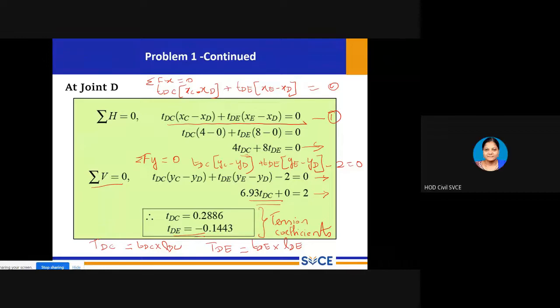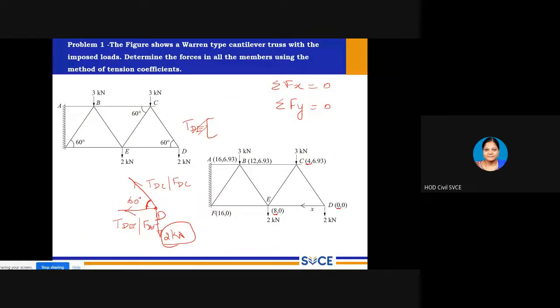Yes, ma'am. So we have taken the equilibrium at the joint D first of all, and we have found the member forces TDE and TDC. Now these two member forces are known to us, right? So what is the next joint we can take? Joint C. Yeah, joint C.